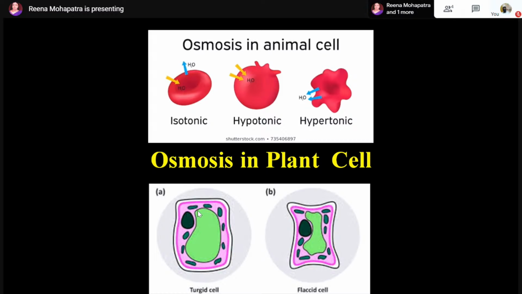Okay. Ma'am, I have a query here. When you're talking about hypotonic solution, plant cells do not burst when they are kept in it, but animal cells, they do burst. Why is that?